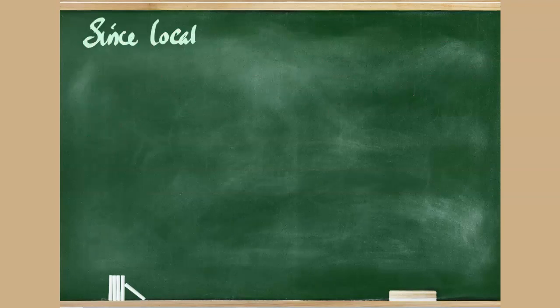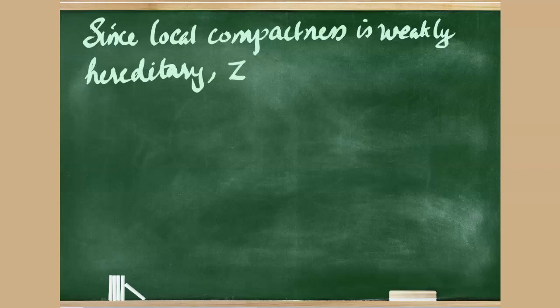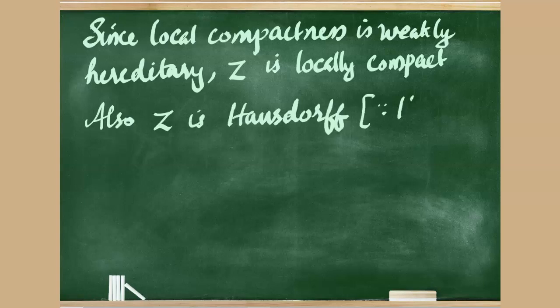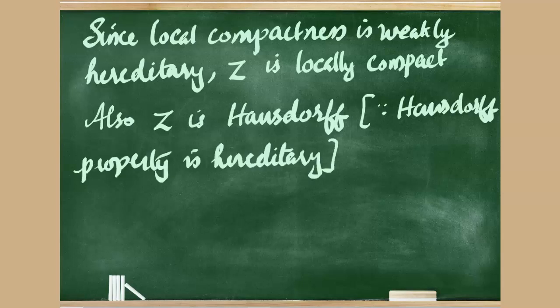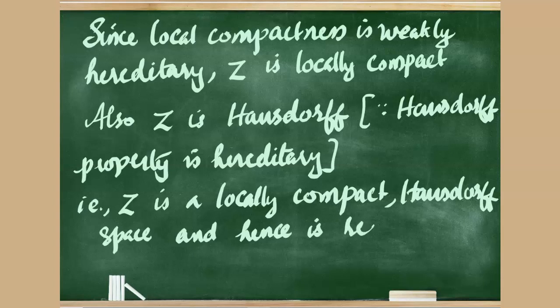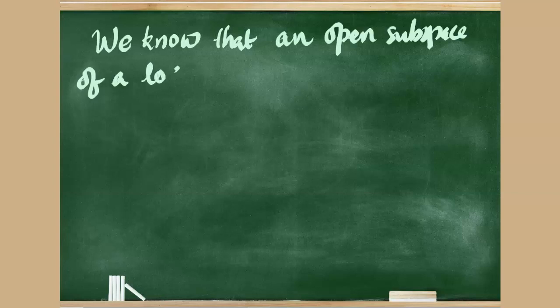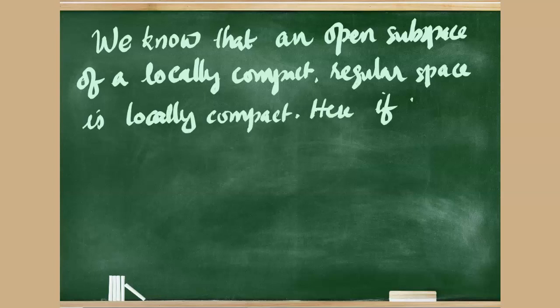Z. Since local compactness is weakly hereditary, Z, being a subspace of X, is locally compact as Z is closed. Also, Z is Hausdorff since the Hausdorff property is hereditary. Thus, Z is a locally compact Hausdorff space and hence it is regular by a previous proposition. We know from a previous proposition that an open subspace of a locally compact regular space is locally compact. Here, if Y is open in Z, then Y will be an open subspace of the locally compact regular space Z. So, Y will be locally compact.